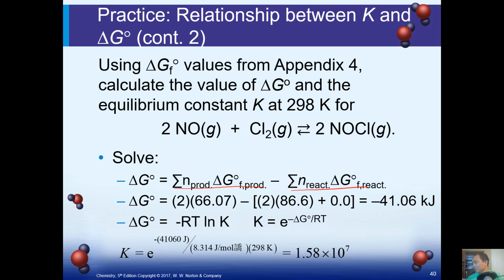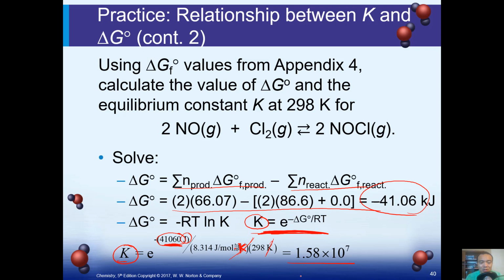Substitute the numbers into this equation, then you find out your delta G is negative 41 kilojoules per mole. But do remember, when you substitute into this equation to find the K, you've got to convert 41.06 kilojoules to joules. So you multiply by 1,000. Okay, so it's joules per mole per K over here. So K is cancelled out. Then the Kelvin is cancelled out. Then you have the equilibrium constant value as a very big number.